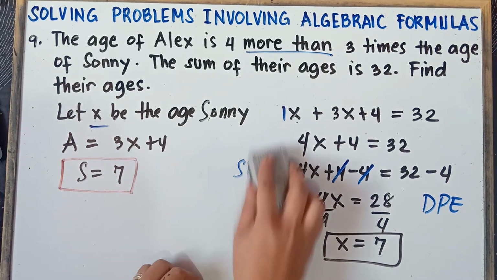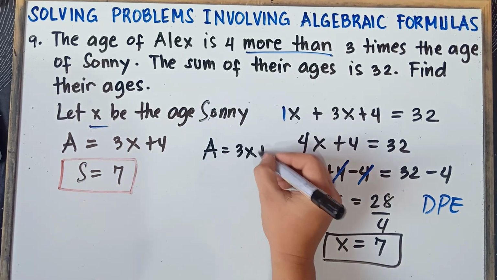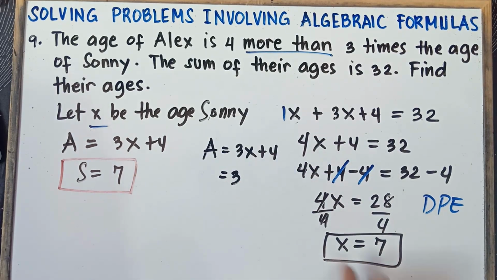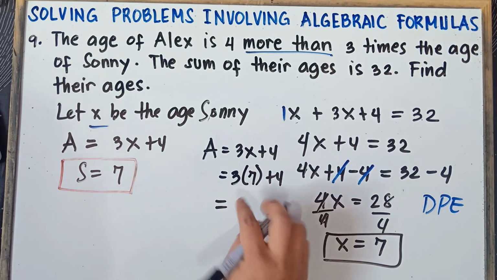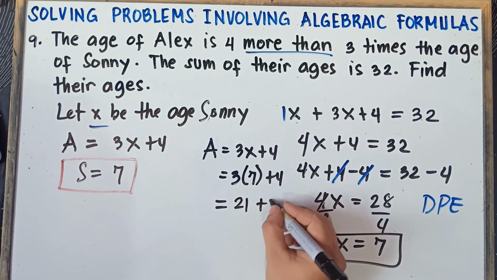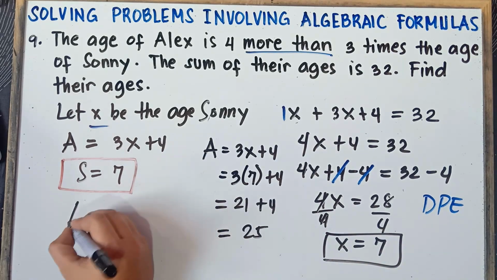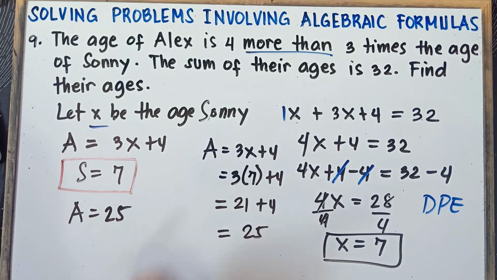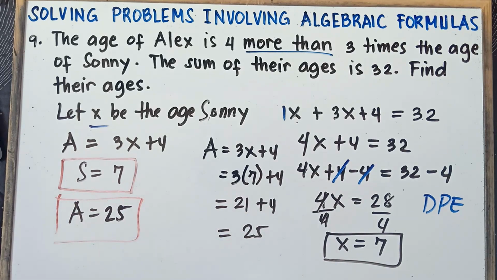And then for Alex, simply substitute. So Alex equals 3x plus 4. So 3 times the value of x, that would be 7. So 3 times 7 plus 4. So 3 times 7, that would be 21 plus 4. So 21 plus 4, what's the answer, class? That's correct, that would be 25. So Alex is equals to 25. Alright, so once again, Alex is 25 and Sonny is equals to 7.